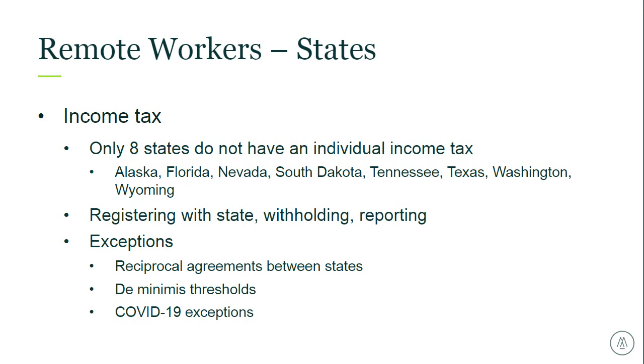So the first exception is the reciprocal agreement between states. You may have state A that has an agreement with state B, and their agreement is that state A can have an employee go work in state B, and state B is not going to make that employee subject to their income tax, payroll tax, whatnot. That employee will still be considered as if their tax home was under state A.